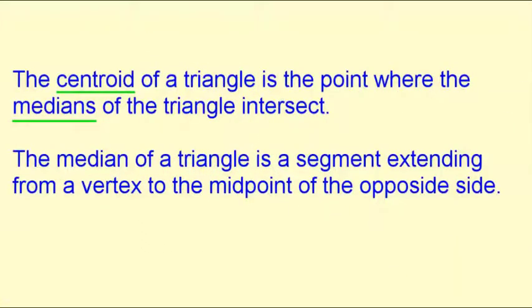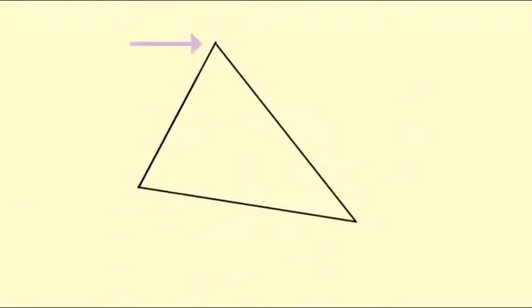The centroid of a triangle is the point where the medians of the triangle intersect. The median of a triangle is a segment extending from a vertex to the midpoint of the opposite side. In order to construct the median from this vertex to this side, I'm going to need to know the midpoint of this side. And the only way that I can find that is by constructing the perpendicular bisector.